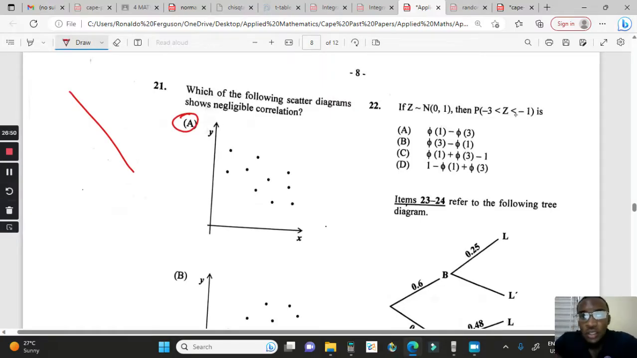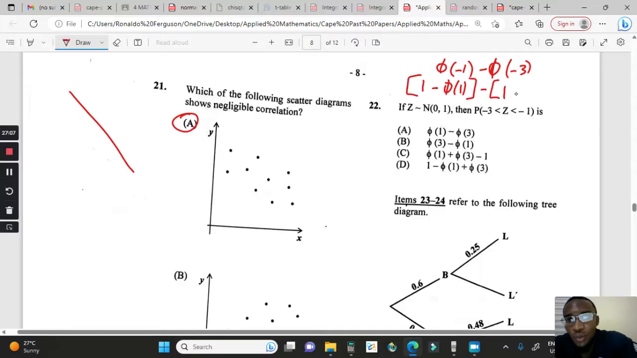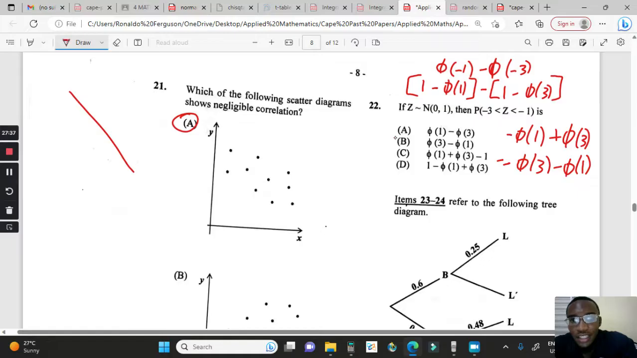Number 22. Now the formula for this would be phi of the second value, phi of -1 minus phi of -3. But this is now 1 minus phi of 1, and then minus in bracket 1 minus phi of 3. Then when you subtract, the 1 and 1 cancel each other. Then this becomes minus phi of 1, then minus and minus let it become plus phi of 3. So this is now just phi of 3 minus phi of 1. That's just basic algebra. Option B.